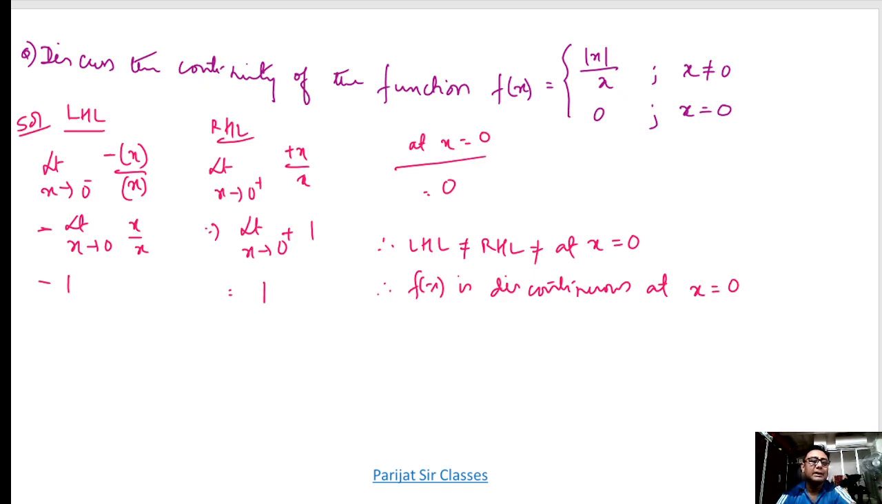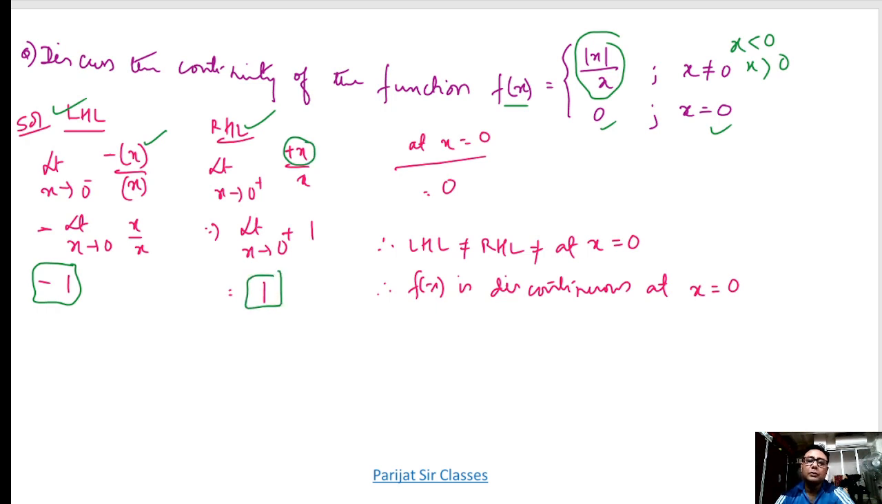So friends, let's take the next part. Discuss the continuity of the function. This is the function. For x less than 0 and for x greater than 0, I will choose this function, and for x equal to 0, I will choose this function. So left hand limit, x tends to 0 minus, means x less than 0, so this is negative. So the answer is minus 1. Right hand limit, I will take this as plus x, so the answer is plus 1. And at x equal to 0, they have given 0. So the left hand limit is not equal to the right hand limit at x equal to 0, so it is discontinuous at x equal to 0.